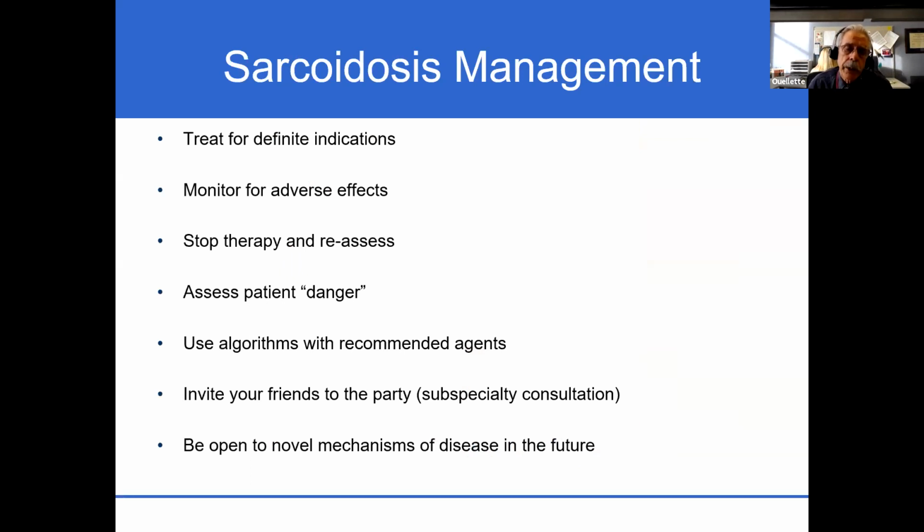So we talked just a little bit about management today. My take-home points would be these: treat these patients only for definite indications. Make sure they clearly have treatment needed. Many patients don't require treatments. If you're going to treat them, monitor them closely for adverse effects. You should stop therapy after treatment for several years and reassess whether they continue to need it. You should assess patient danger of untreated disease and use those kinds of schematics to decide whether or not your treatment will be needed. There will be algorithms in the near future that will help you choose recommended agents for treatments of different groups of patients.